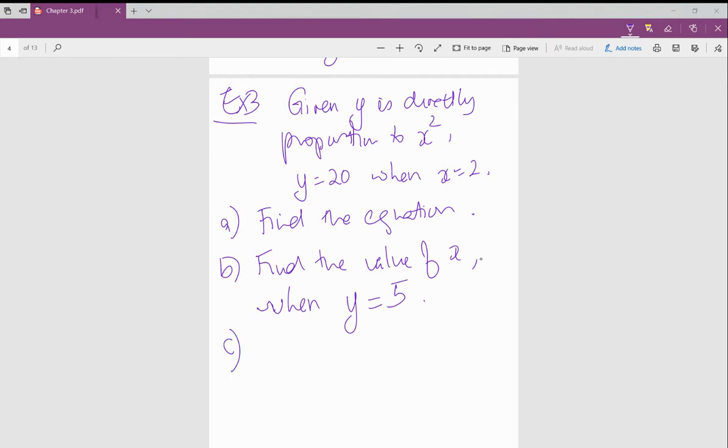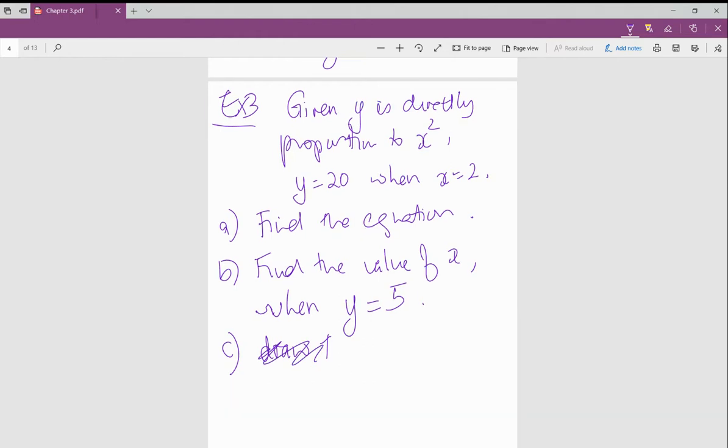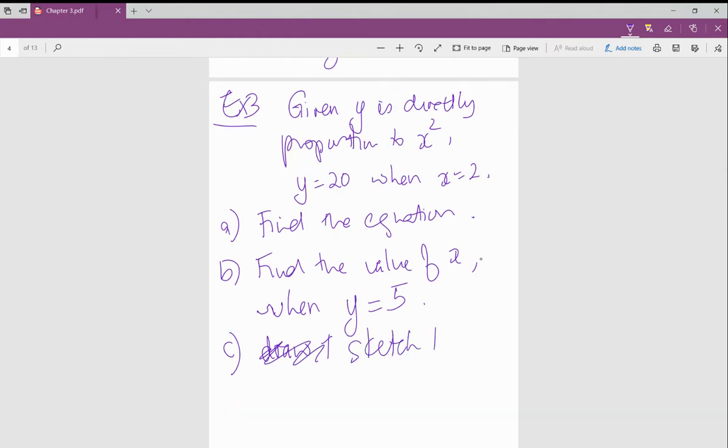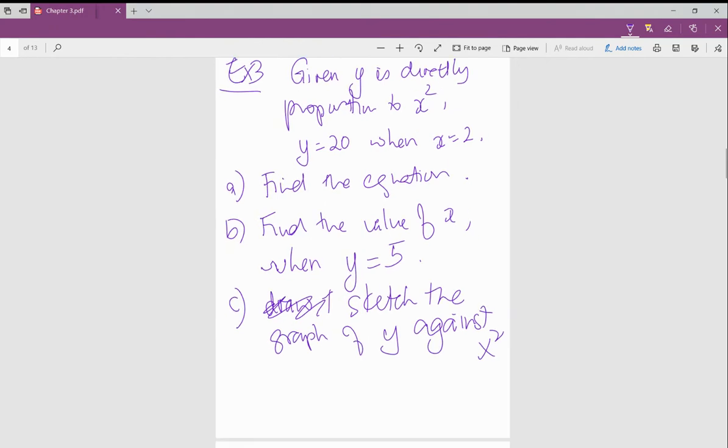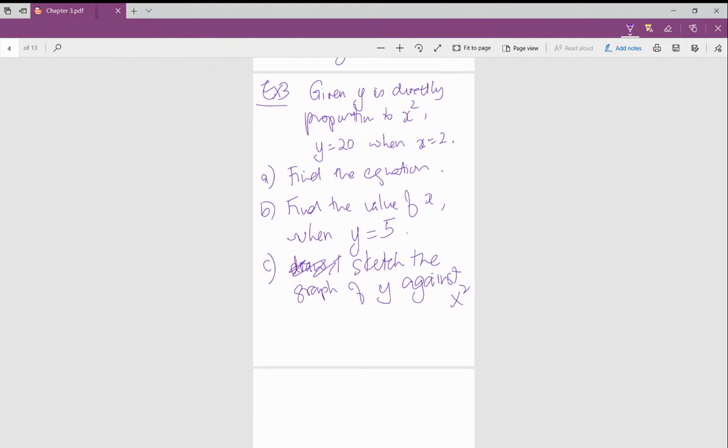Part 3. Draw, or maybe not draw, the keyword should be sketch. Sketch the graph of y against x squared. This is a typical exam question. You can pause and then you can try it by yourself.